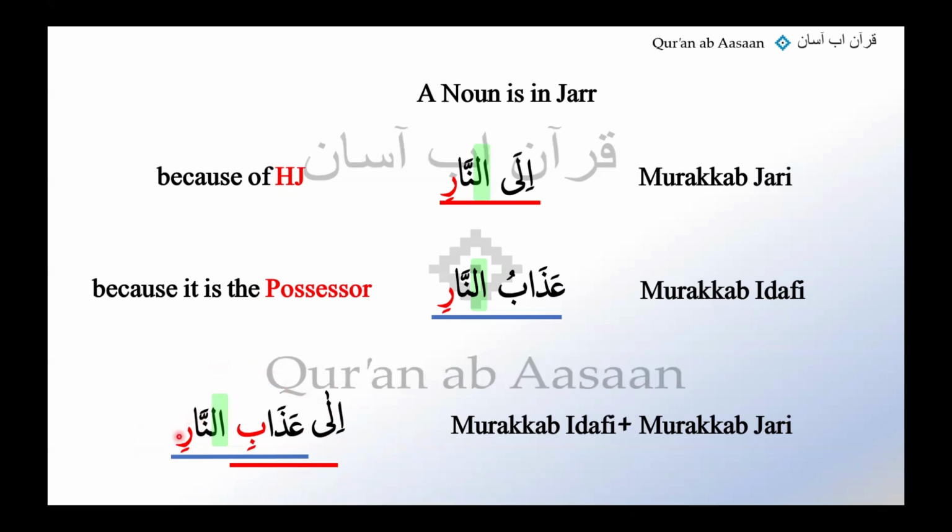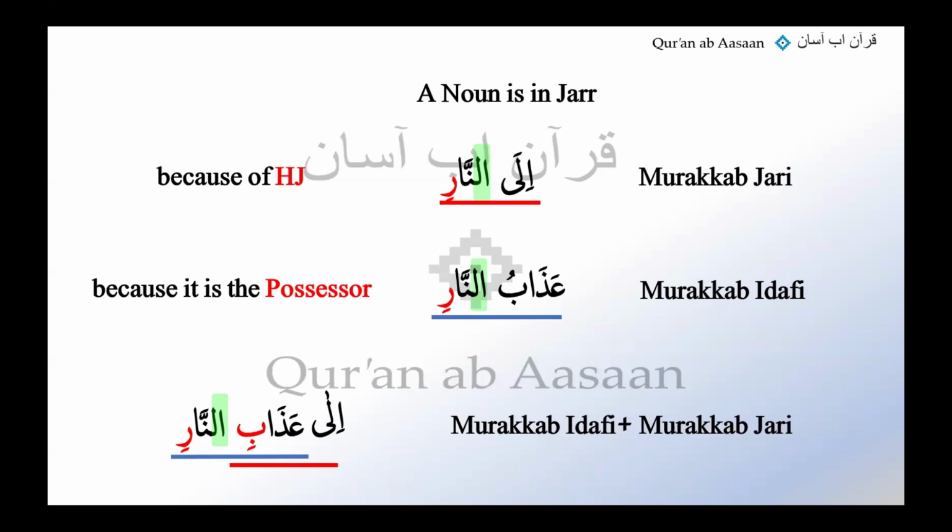This one is in jar. Why? Because Annari is a possessor. And why is Azabi in jar? Because of a harf jar at the back. So both reasons are really evident in just one phrase here, alhamdulillah.